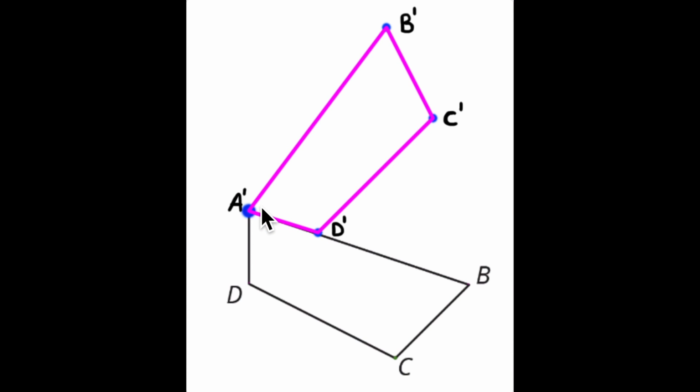So here is A prime, B prime, C prime, D prime. That's a rotated image of figure A, B, C, and D. Rotated counterclockwise, the size of angle DAB.